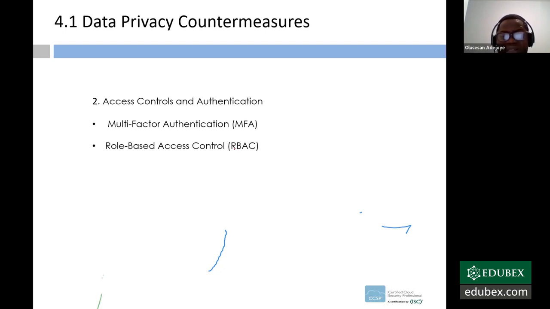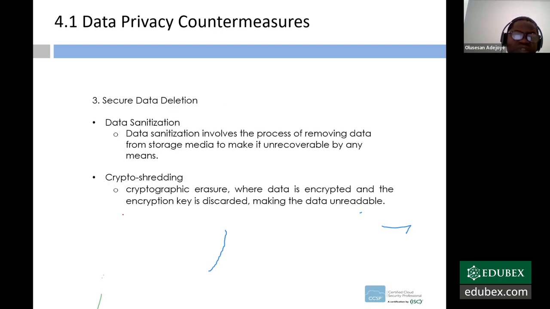There are so many access control models. We have the RBAC, we have the mandatory access control, we have the discretionary access control. But for data privacy countermeasures, you must adopt the role-based access control. Now, for secure data deletion, we have data sanitization and crypto shredding. Within the cloud environment, we don't use data sanitization. We don't use disgorging as a method of data sanitization. What we use is crypto shredding.